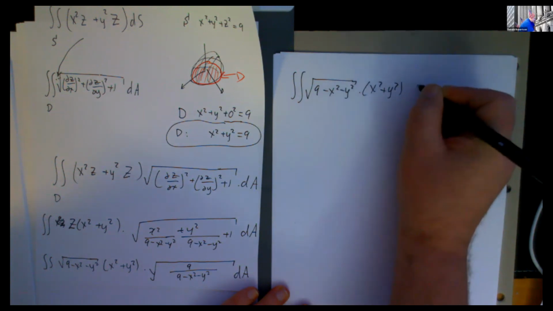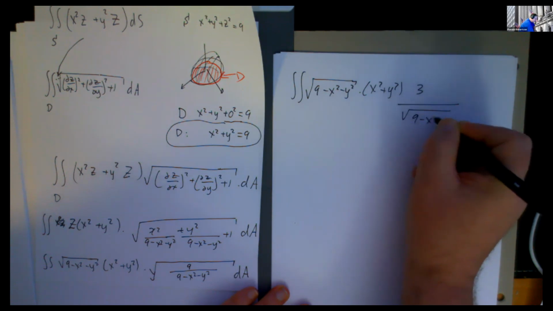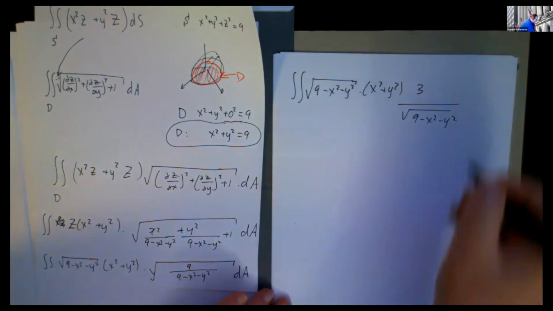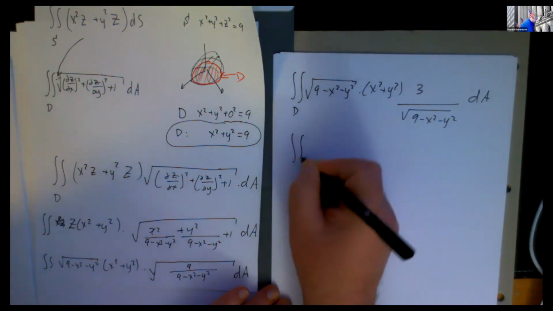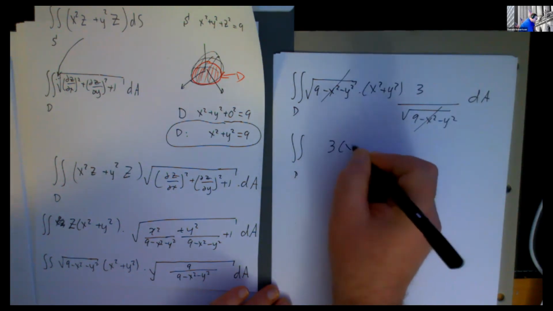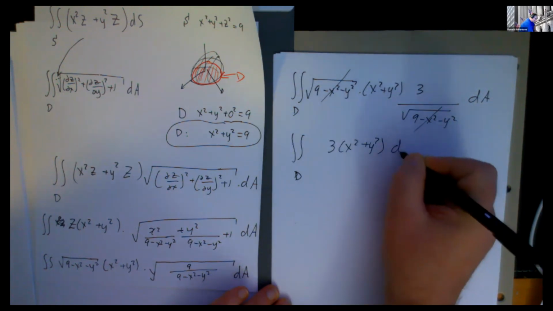Because the square root of 9 gets you 3, and the other one, when you separate the square root into its two parts, gets you this, and we've got a dA, and just like you mentioned, cancel. 3 lots of x squared plus y squared dA.